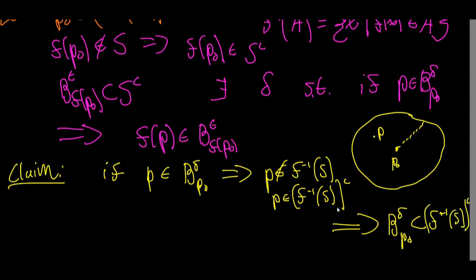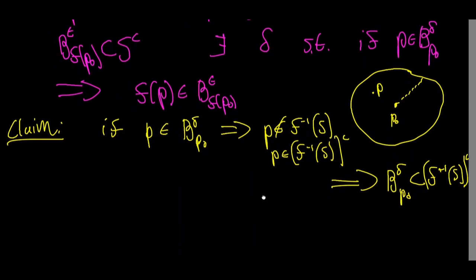So that's our goal, to prove this claim, because if we can prove this claim is true, then we get that we found an open ball centered at p naught, which is any point in X, and we found an open ball centered at p naught that is entirely contained in the complement of the inverse image of S under F, therefore showing that this set is open, and therefore the inverse image of S under F is closed, which is our goal.